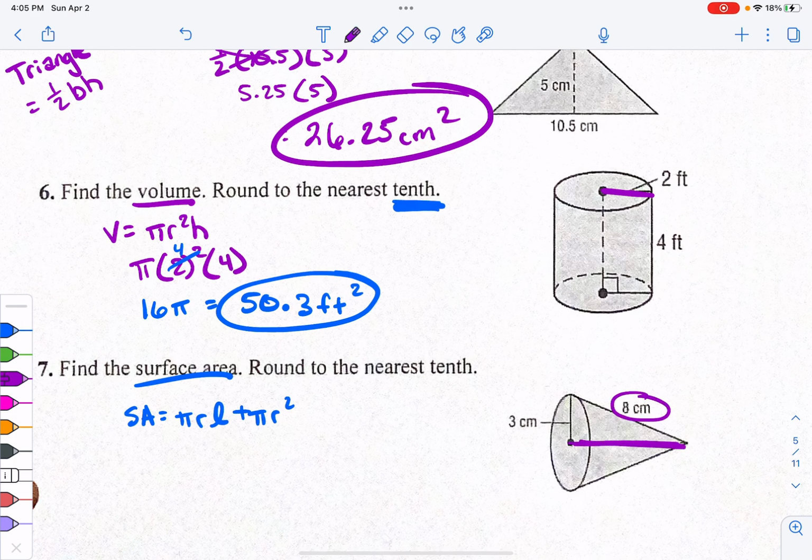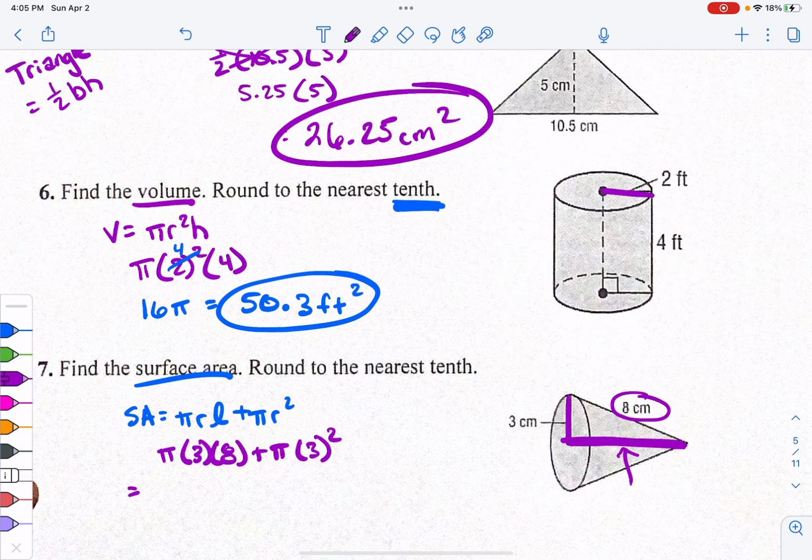If they were asking for the regular height, that would be this guy. And to find that, I would have to use the Pythagorean theorem. But I don't in this case because 8 is the slant height, so I can just plug that in. Pi times 3 times 8 plus pi times 3 squared.